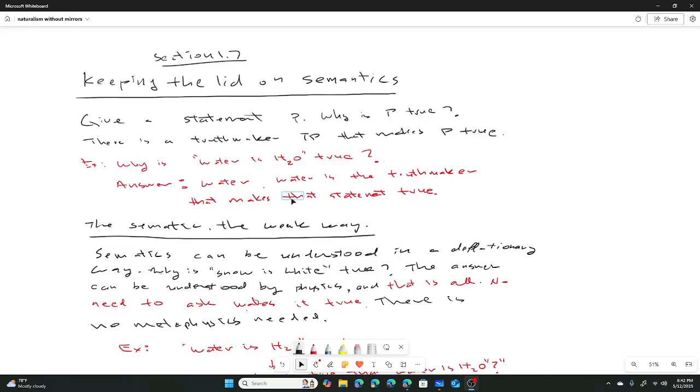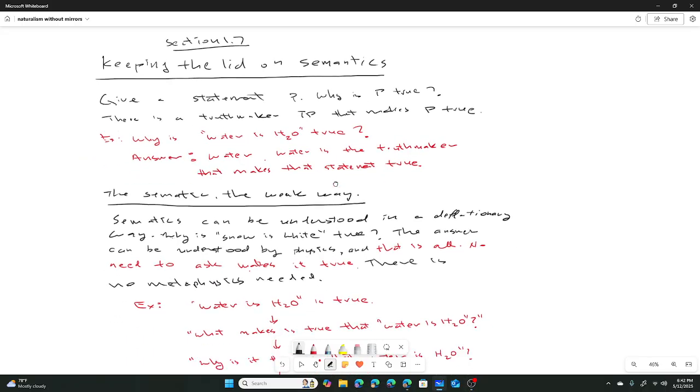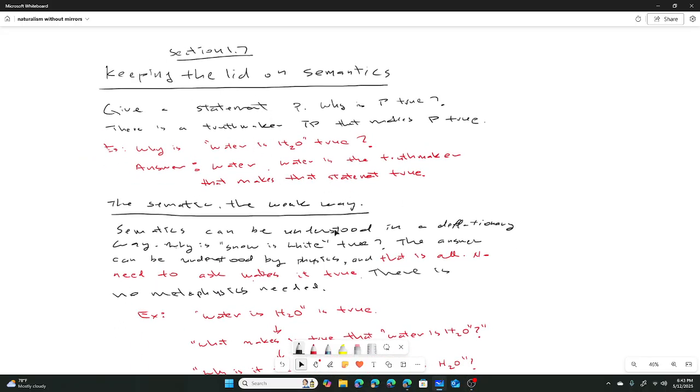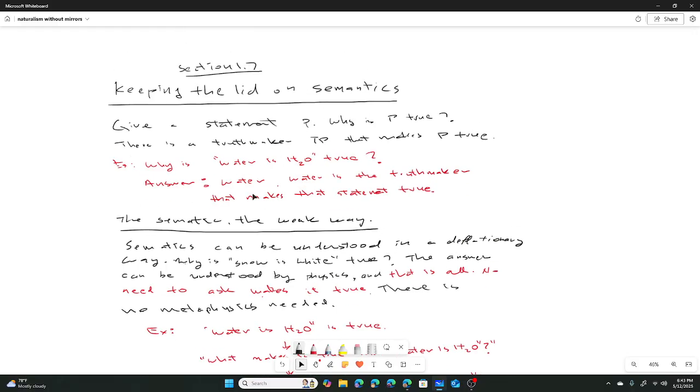So the truth maker that makes this statement true is water itself, or namely the essence of water, the microphysical structure of water, namely its atomic structure that is composed of two hydrogen and one oxygen. It is that non-linguistic reality that makes this linguistic statement true. That's how this truth maker theory works, right? Which the author is trying to move away from, right?